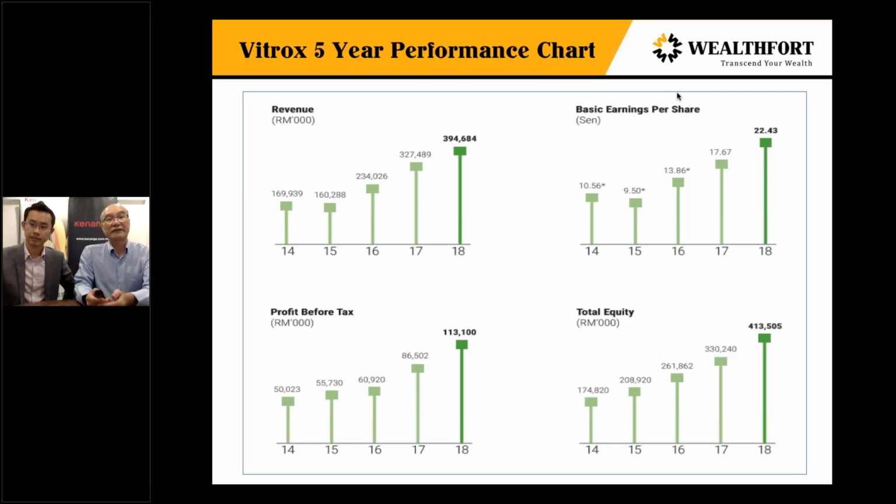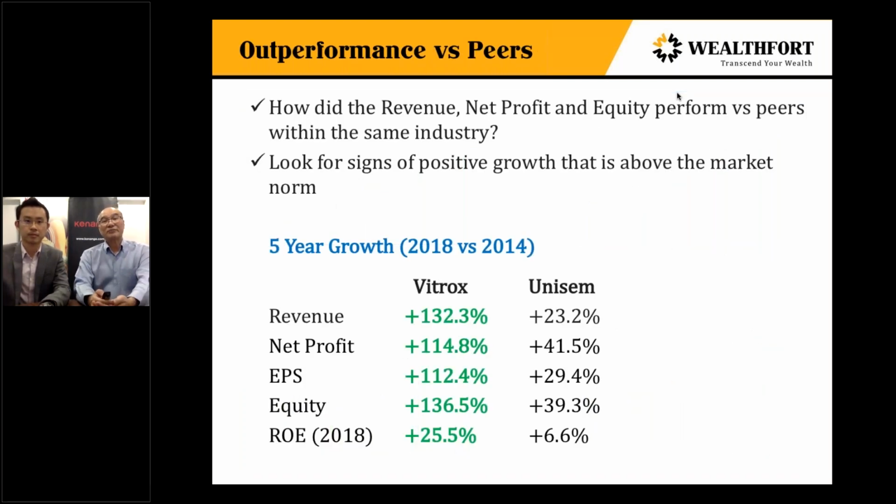So this is the 5-year performance chart. You can see that the basic earnings per share has gone up over the last 5 years, in terms of revenue, and then profit before tax and total equity. So how did the revenue, net profit, and equity perform versus peers within the same industry? Look for signs of positive growth that is above the market norm.